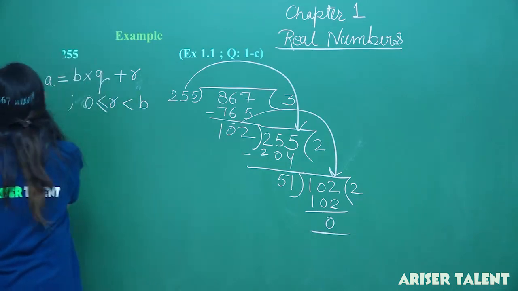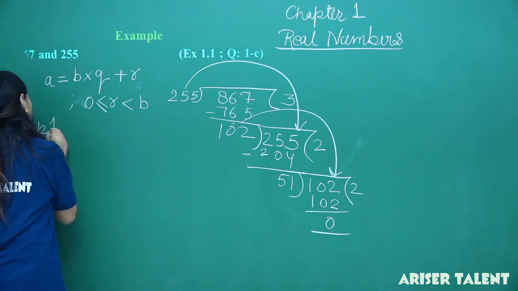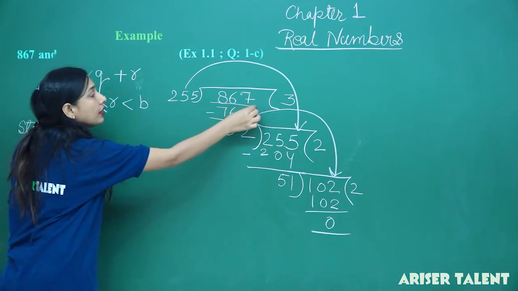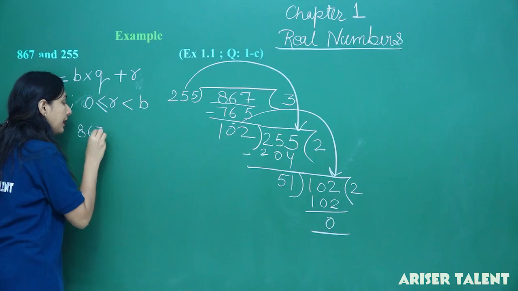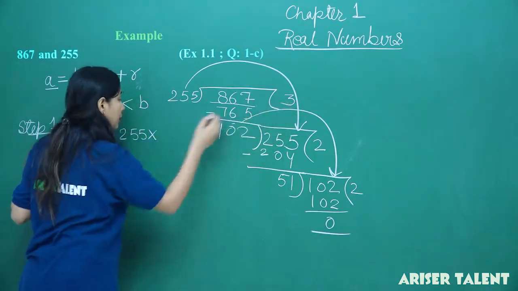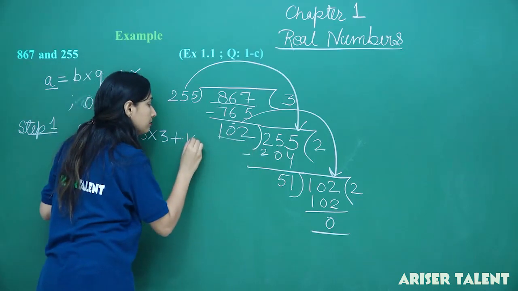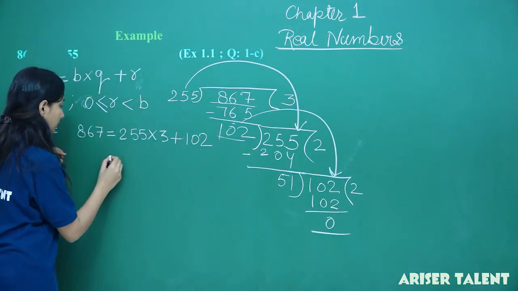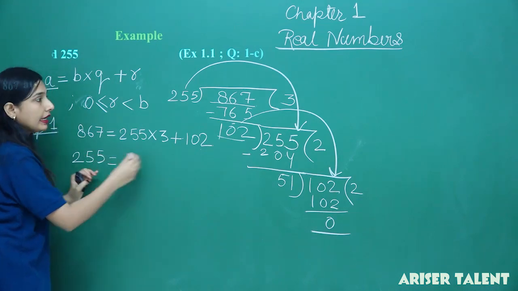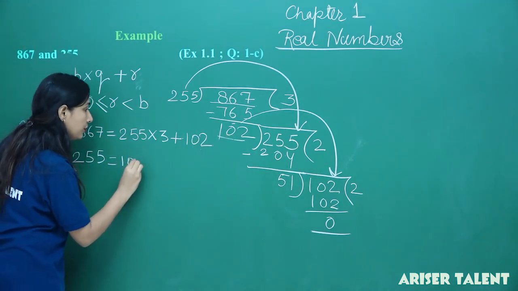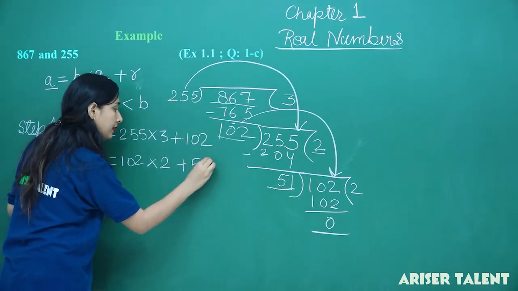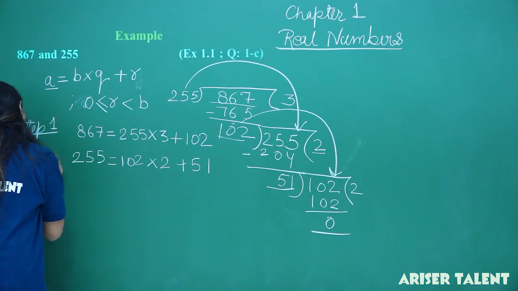Okay. So, in step 1, how will we write it? We will write it like this. The larger value a, which is 867 in this case, equals your divisor 255 multiplied by the quotient plus the remainder. Now again your remainder, this will become your dividend, and the divisor will become the remainder. So 102 multiplied by the quotient here plus the remainder here, 51. This is your step 2.